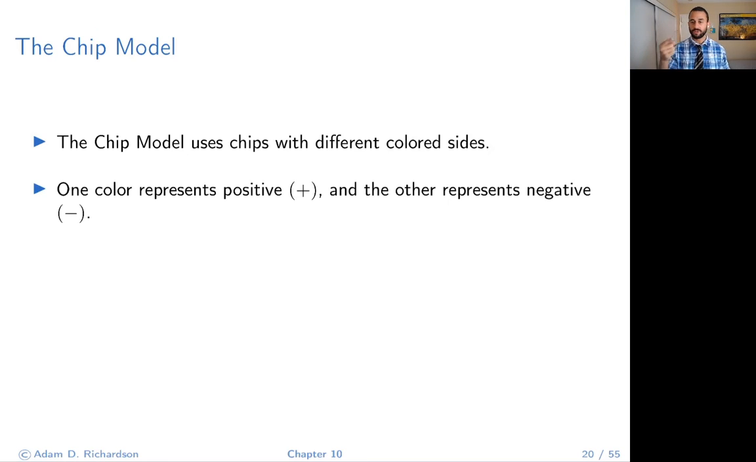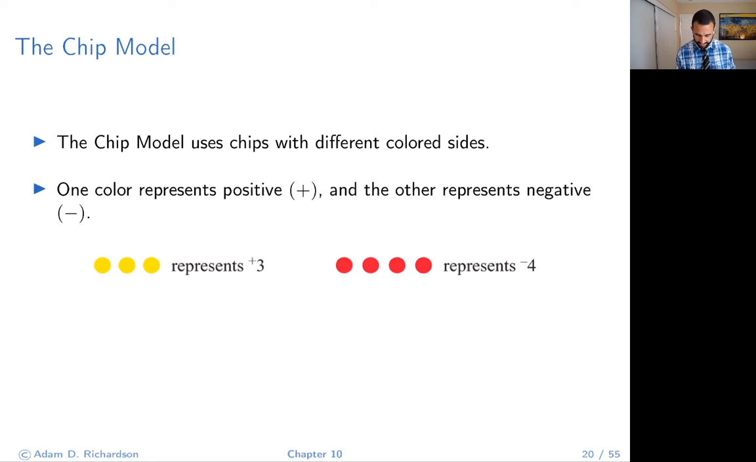One color represents a positive, and the other color represents a negative. So for example, this right here, 3 yellow chips represents positive 3. And on the other side of those chips, they'll be red, and the red represents a negative. So in this case, this would represent negative 4. That's the idea. So this is a really handy model because you can clearly indicate which is positive and which is negative. Actually, let me go ahead and pull up Toy Theater so you can take a look.